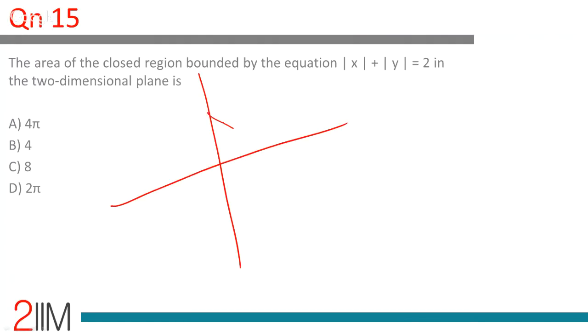Mod x plus mod y is 2 is a shape like this. 2, 0, minus 2, 0, 0, 2, 0, minus 2. So this is a square. This is 2, this is 2, this measures 2 root 2. 2 root 2 times 2 root 2 is 8.